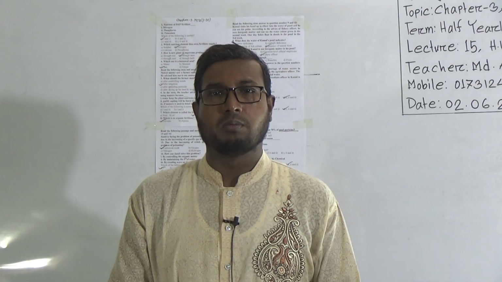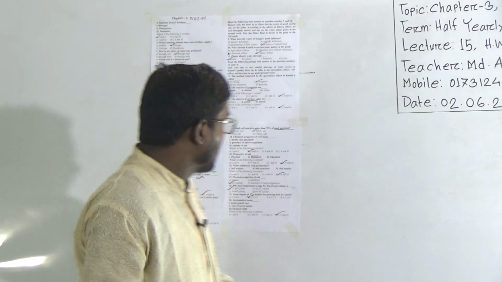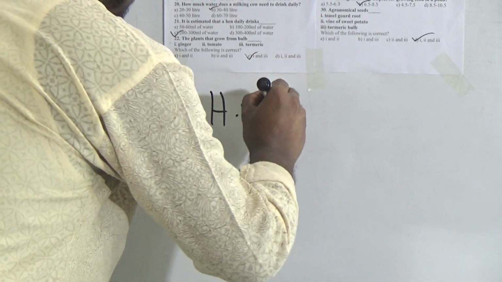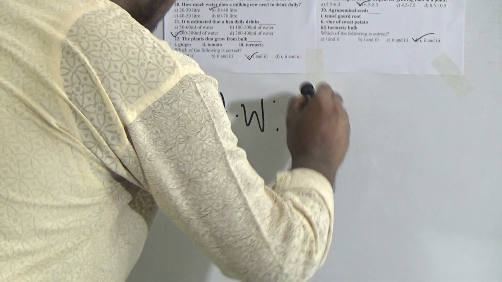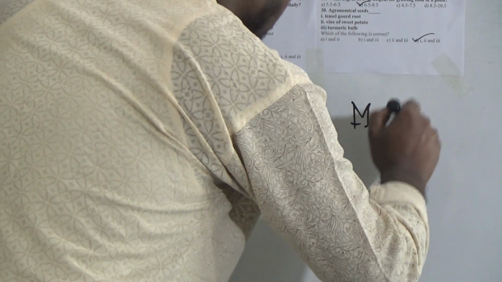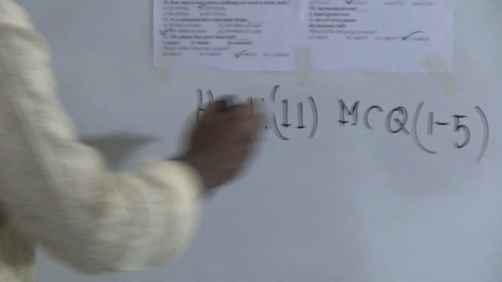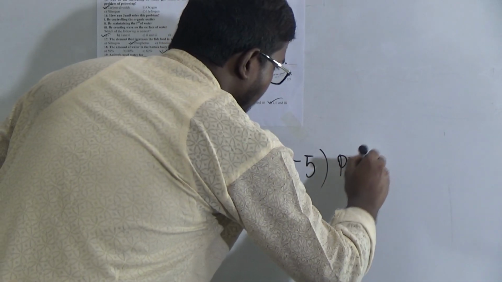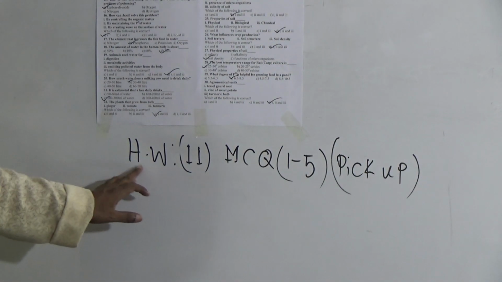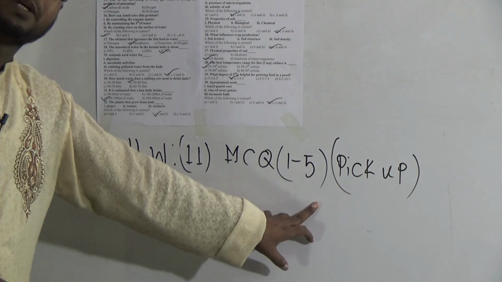Please keep practicing at home and do your homework. Yes, one thing is left. Your homework is, I am giving, this is your 11th number homework, and you will do MCQ only 1 to 5, not more. Only 5, okay. Please pick up the questions, then answer. Look here, I am telling again for the last time. It is homework number 11, MCQ 1 to 5. Please pick up the questions and answer.